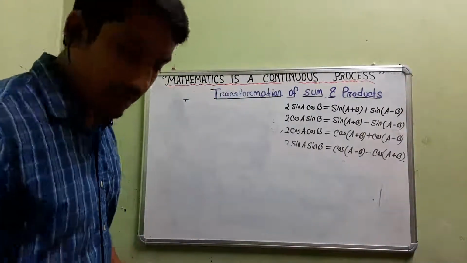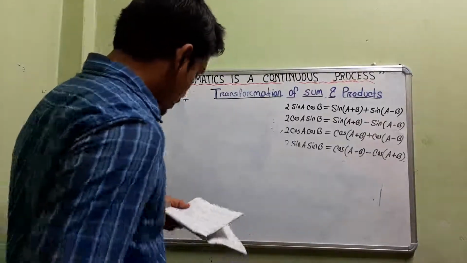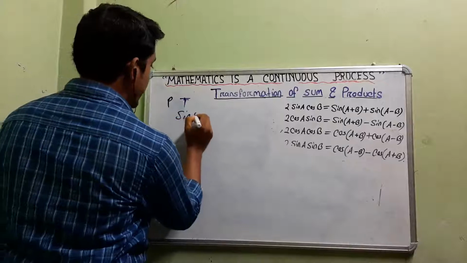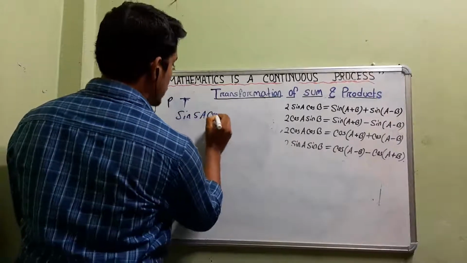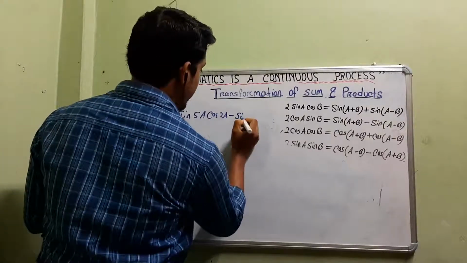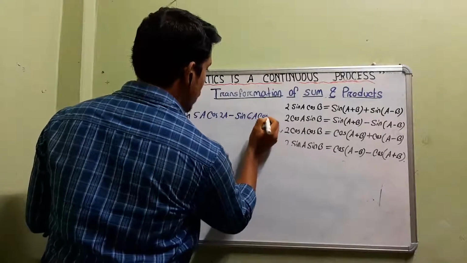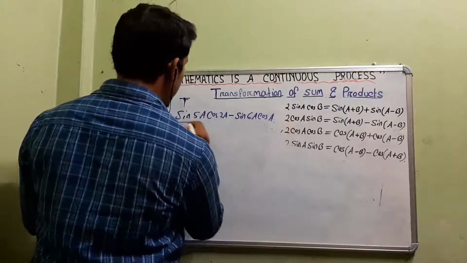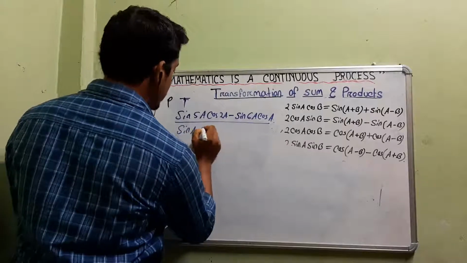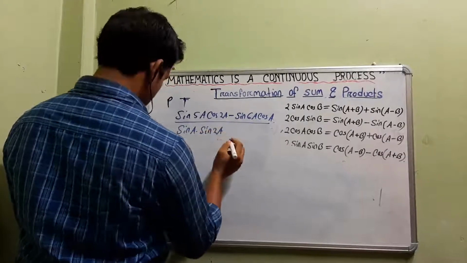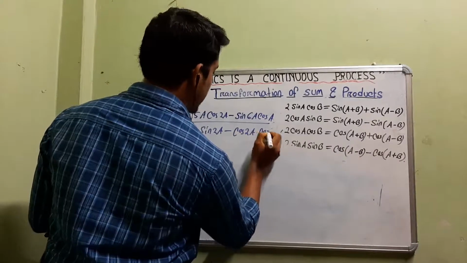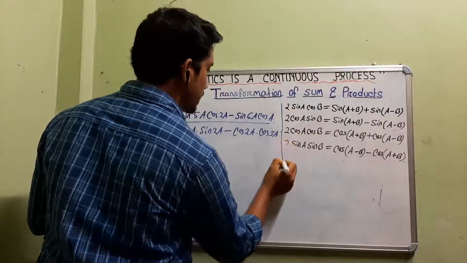So the next problem is again one proof. Prove that (sin 5a cos 2a − sin 6a cos a) divided by (sin 2a sin a − cos 2a cos 3a) equals tan a... cos 3a.